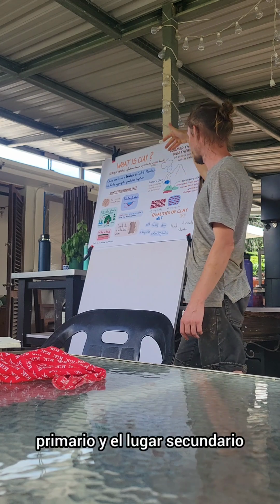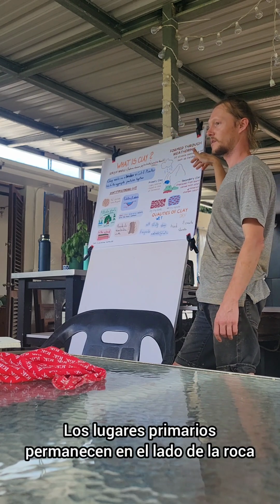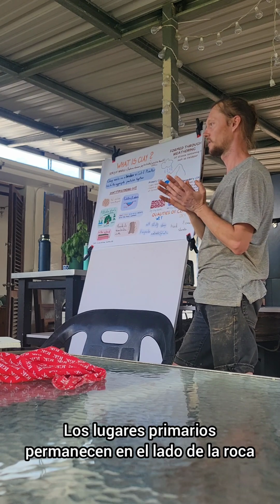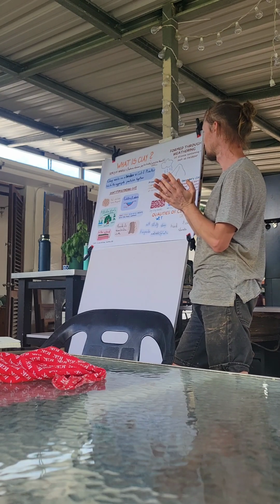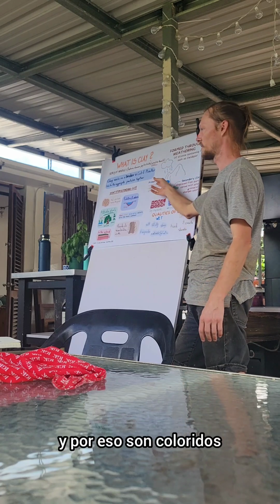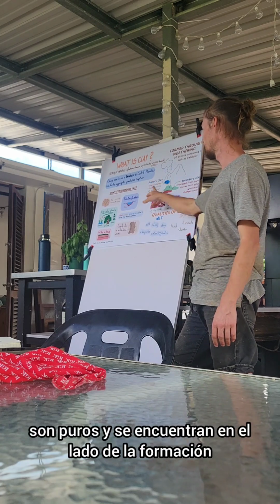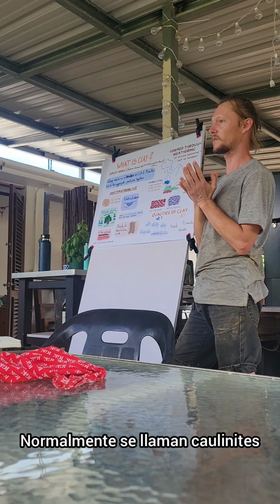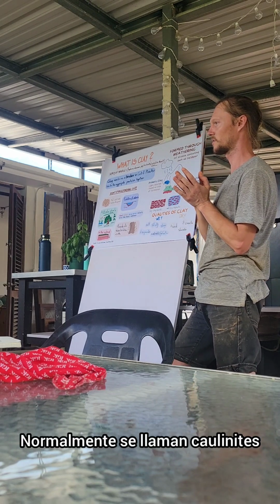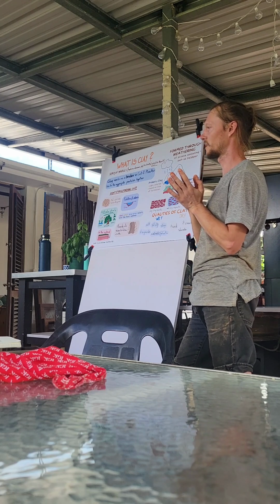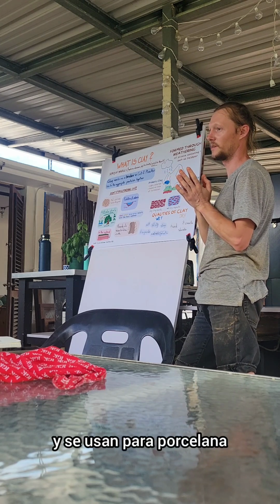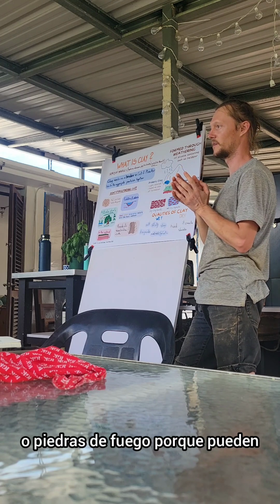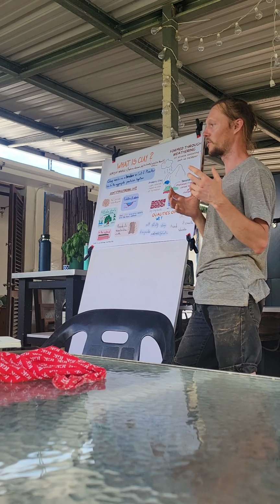We divide primary clays and secondary clays. The primary clays remain at the site of the rock, and they are light colored. They are pure, and they are found at the site of formation. Usually it's kaolinite, and they are used for porcelain or fire bricks, because they can tolerate heat very well.